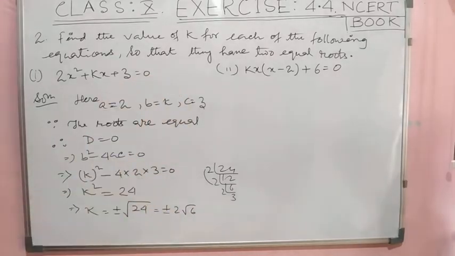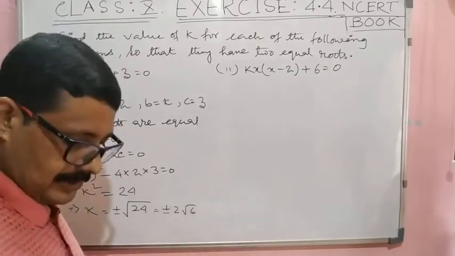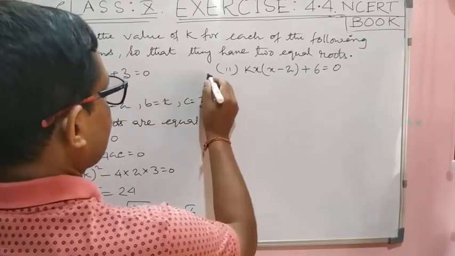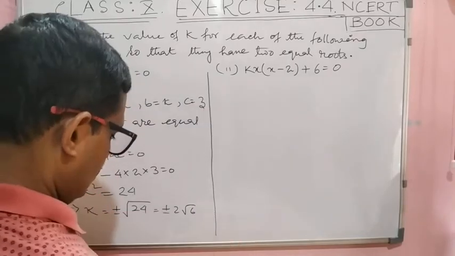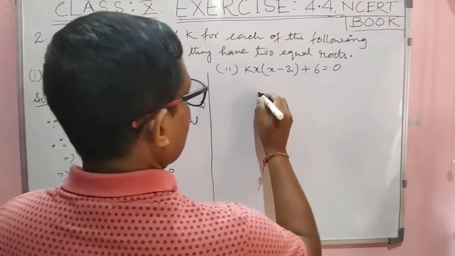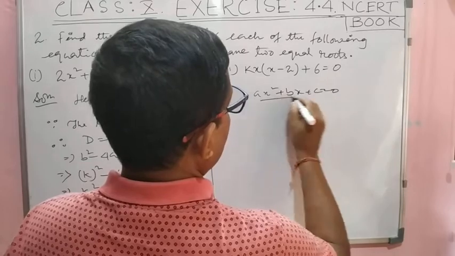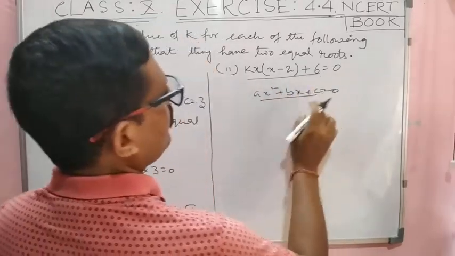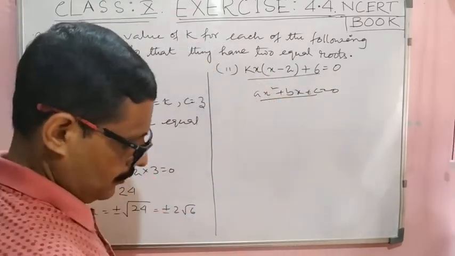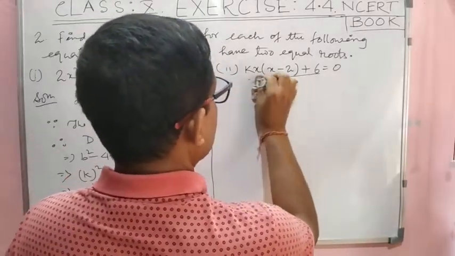So next, you see question number 2. I told you that the equation should always be in standard form. Here our equation is not in standard form. Standard form means ax square plus bx plus c equal to 0. So first of all we have to make this one in this form. For this, what to do? Let us multiply this.